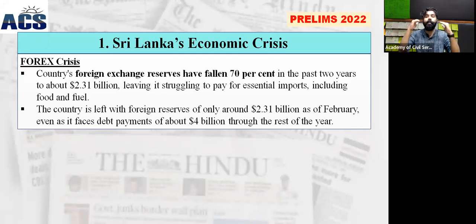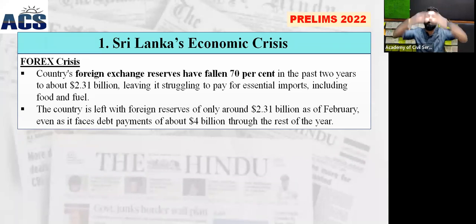But in the case of the economy of Sri Lanka, in almost the last 2 years, they have lost around 70% of the forex reserve with their central bank. That means the strength of the government is almost going down. They do not have sufficient money in savings or forex reserve to purchase anything from other countries, that means imports.